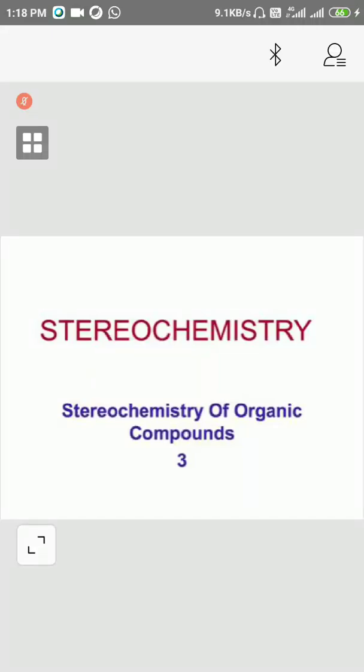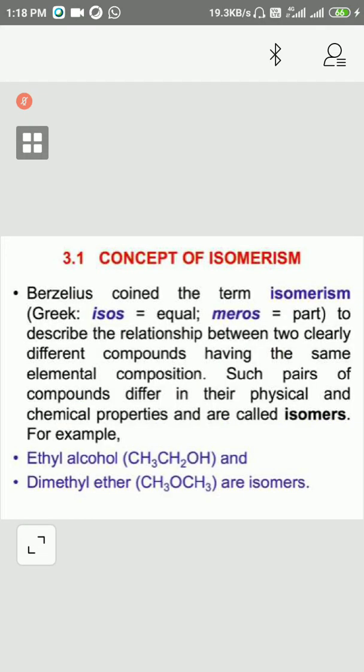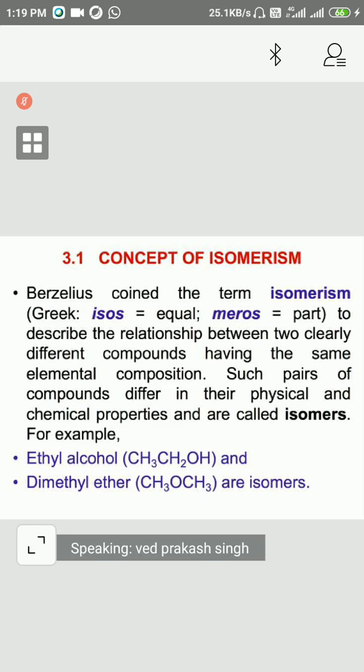First point is, what is stereochemistry? There are many definitions of stereochemistry. You can see here, this is made up of the Greek words isos plus meros. Isos means equal, meros means part. That is called isomerism. This was coined by Berzelius. So the first term is isomerism.